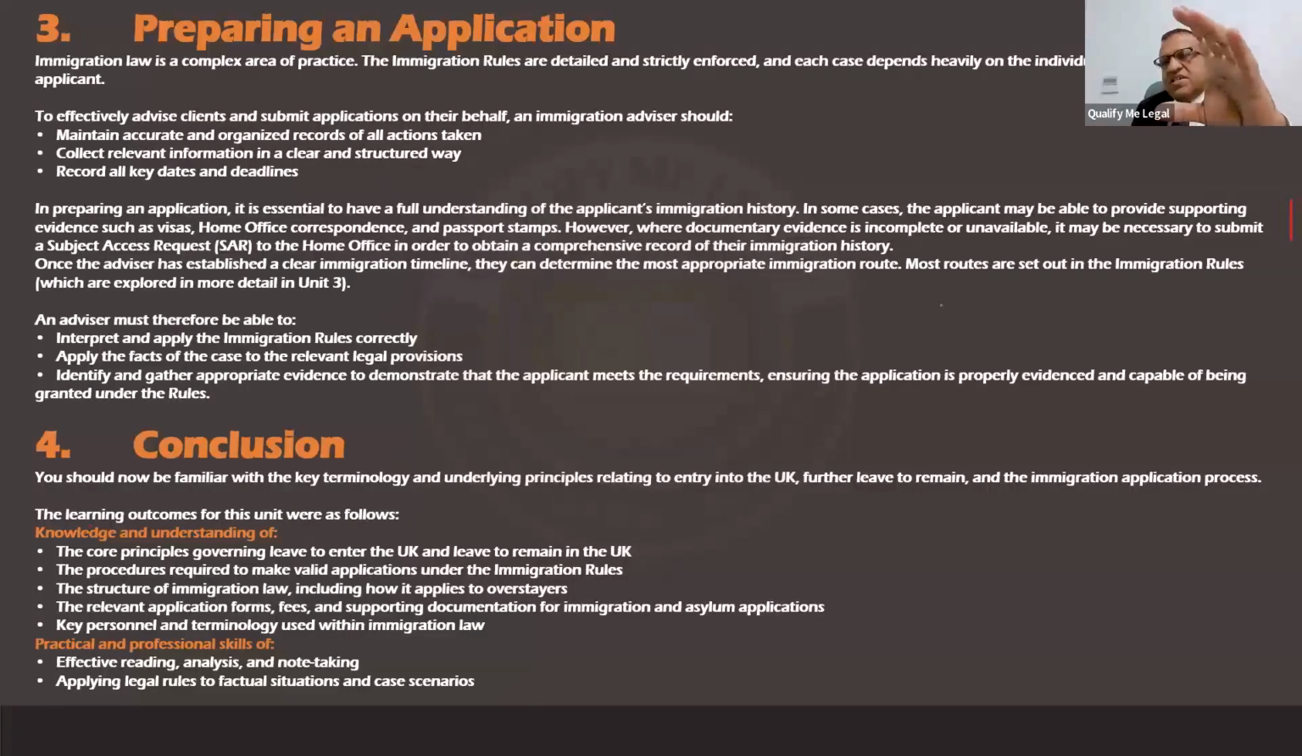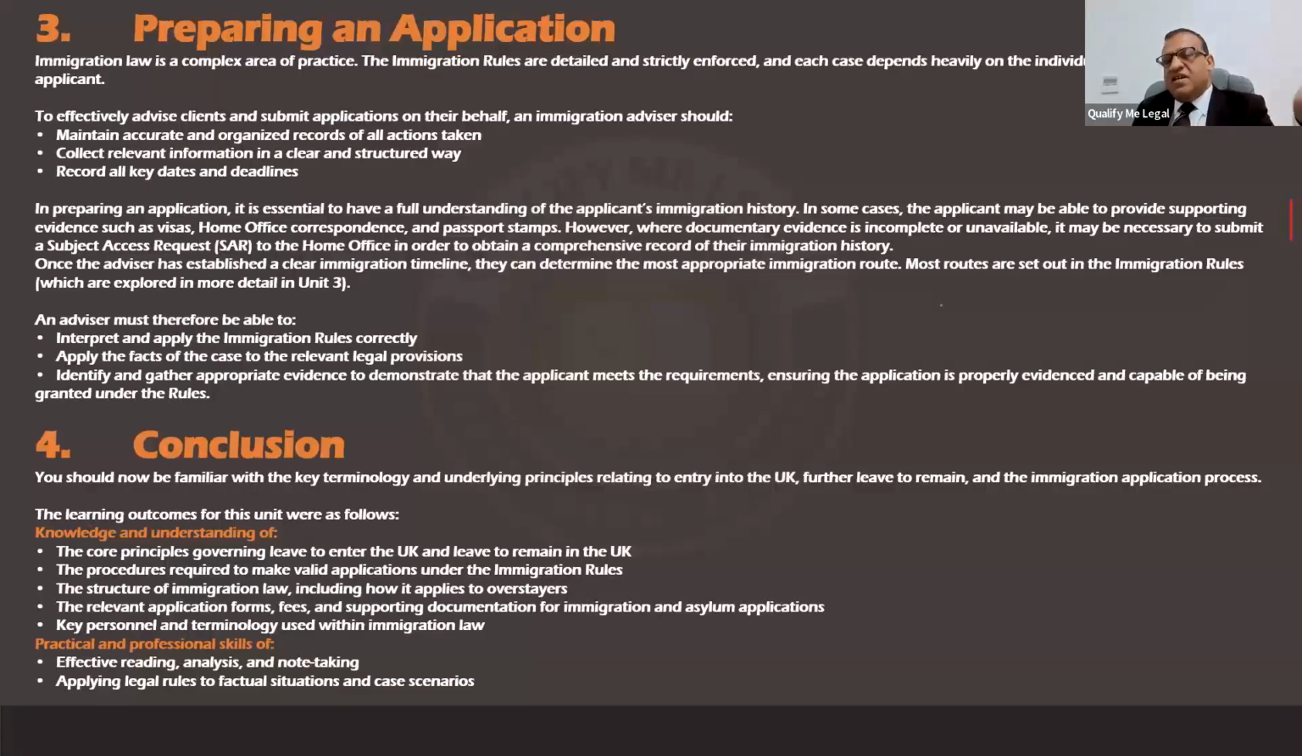whenever you start any application, even a visit application, further leave to remain, extensions, appeals, anything, make sure you know the immigration rules. You should know the guidelines. You should know the procedure. It's very important for you because the questions are in a simple mode, yes and no, but the repercussions are very serious. So do not put yourself in a miserable situation.